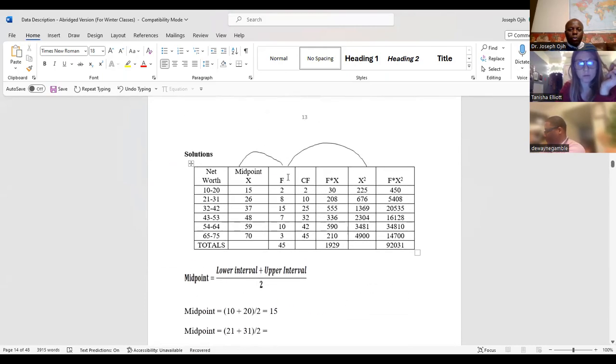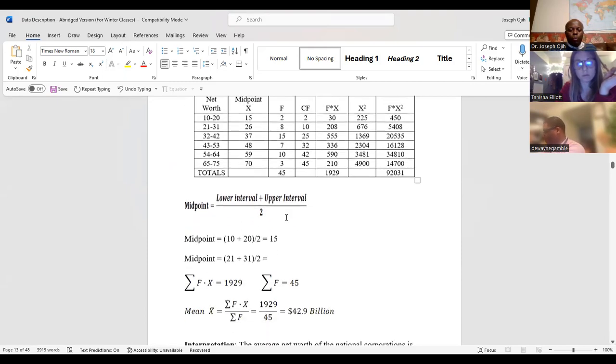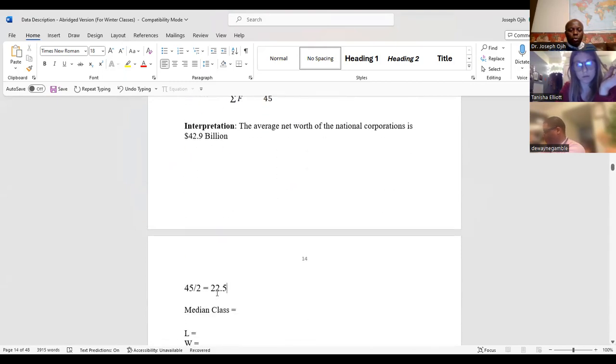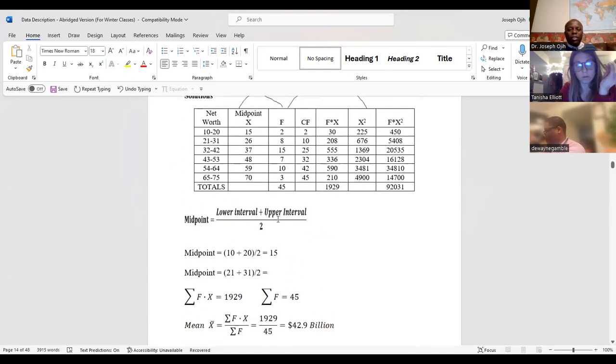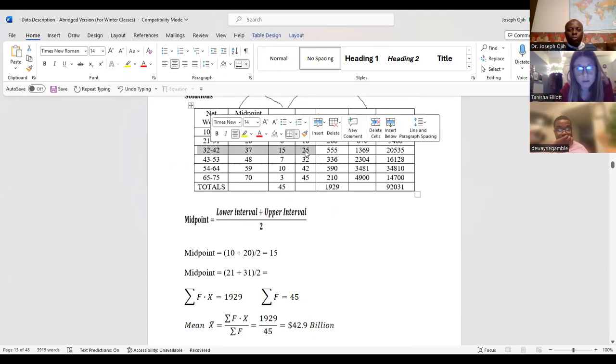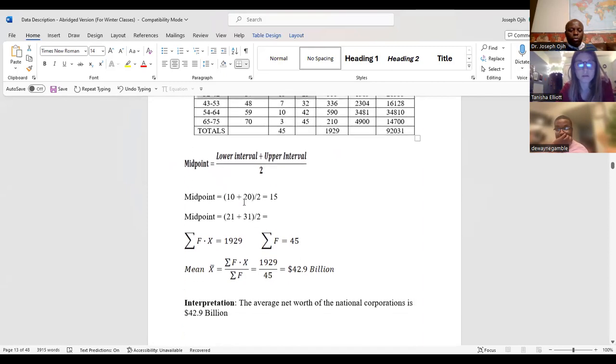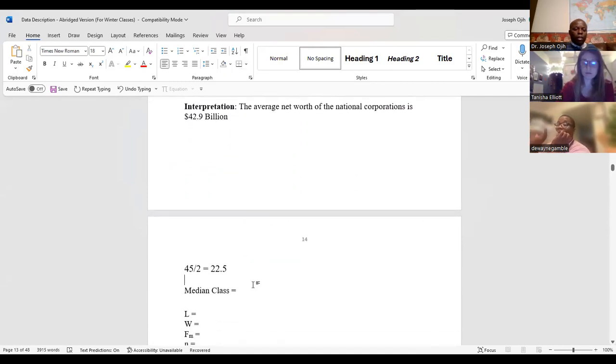If you look at the cumulative frequency, this is 2, 10, 25. 22.5 is closest to 25, right? That means the median is somewhere around there, and the median class will become this class here, the class that corresponds to 25, which is 32 to 42. So the median class is 32 to 42.